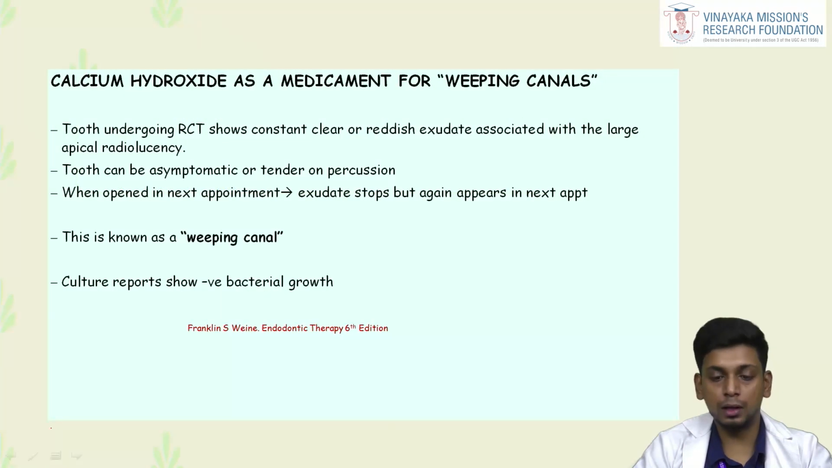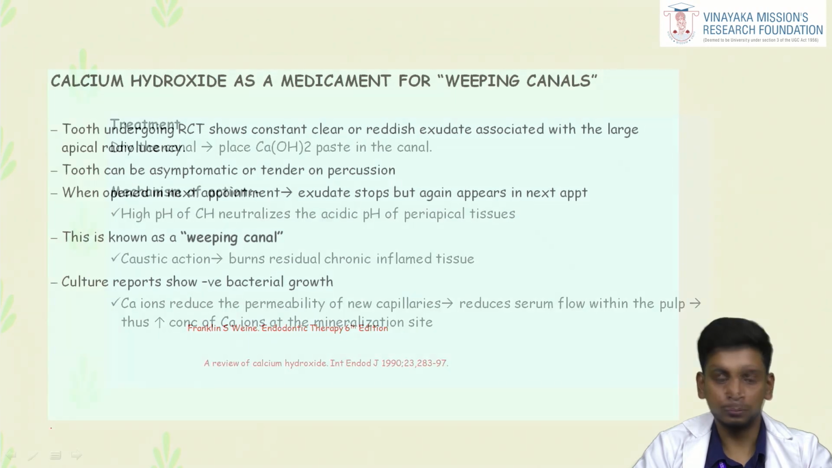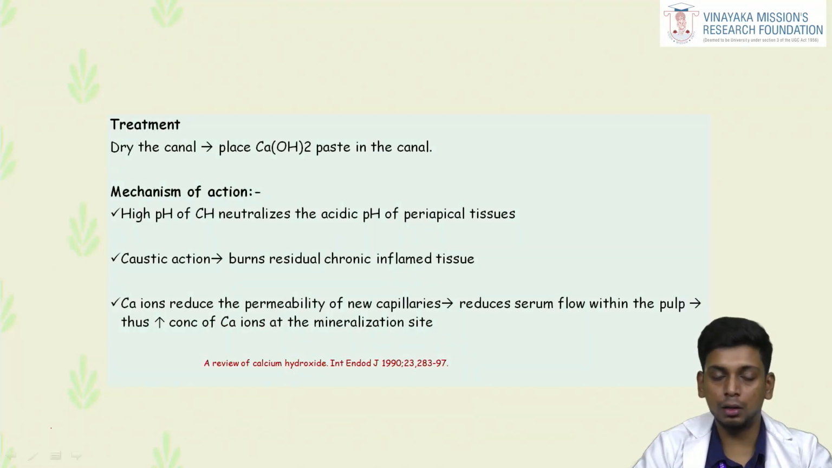So, calcium hydroxide as a medication for weeping canals. Teeth undergoing RCT show constant clear or reddish exudate associated with a large apical radiolucency. The tooth can be asymptomatic or tender on percussion. When opened in the next appointment, the exudate stops but again reappears in the following appointment, which is a classic example of a weeping canal, and culture report shows negative bacterial growth. So, for this treatment, dry the canal and place calcium hydroxide paste in the canal.